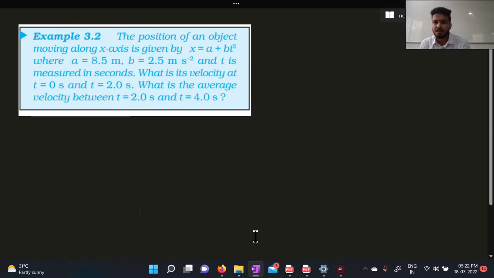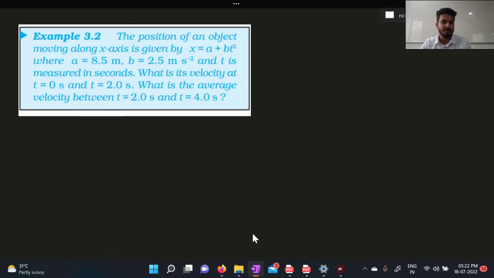So let us start with this NCERT problem. This is from chapter number 3 in NCERT, which is motion in a straight line. In competitive study we call it motion in 1D. So this is NCERT level. Let us start with this first question.